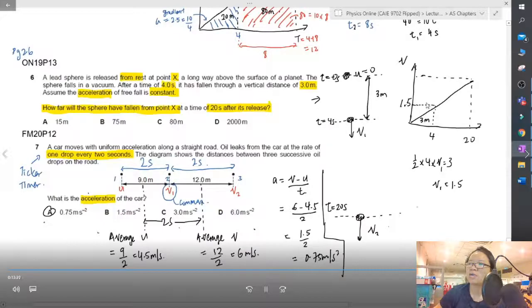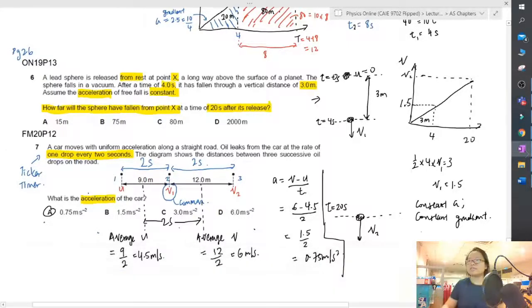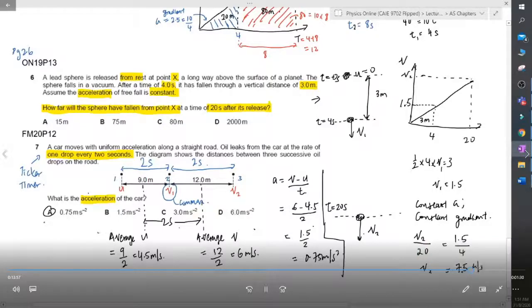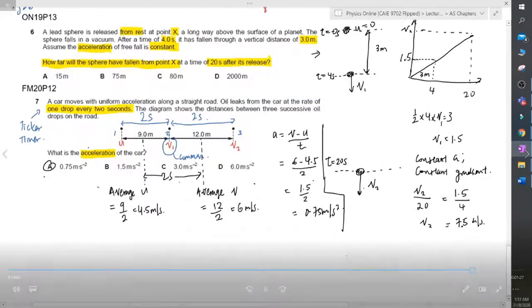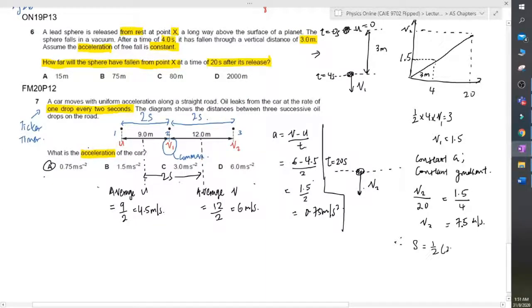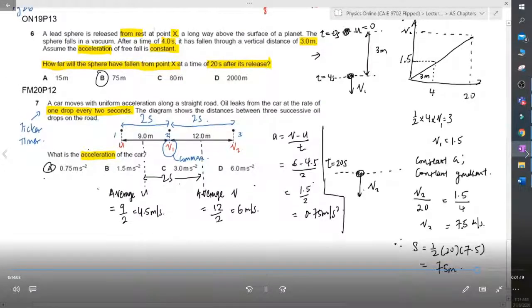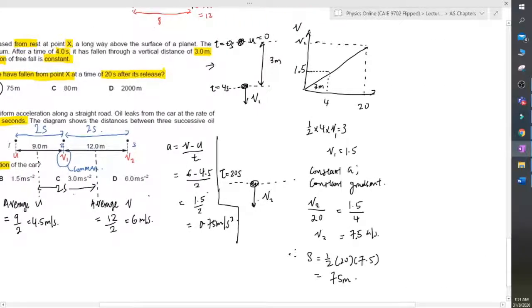Or you can ask yourself, if constant acceleration means there's constant gradient, because this is a VT graph. I didn't label the x-axis, but it's a VT graph. So I can say V2 over 20, which is the final speed, is equal to 1.5 over 4. And then I can find my V2. V2 would be 7.5 meter per second. Wow! I can use S is half the... This is the entire area, which is 75 meters, the area of the triangle, right?